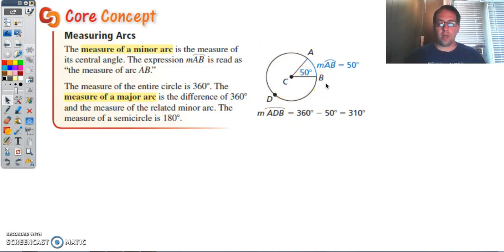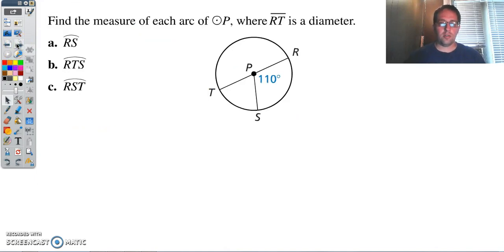And the way you find the major arc is, it's 360, the length of the degrees of the entire circle, minus the central angle. All right. So it'd be 360 minus 50, so the measure of the major arc ADB is 310 degrees. All right. So for a minor arc, it's just whatever the central angle is. For the major arc, you take that minor arc and you subtract it from 360.